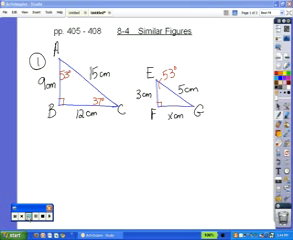Corresponding sides are sides of similar figures that match and are proportionate to each other. Corresponding angles are angles of similar figures that match and they are congruent.